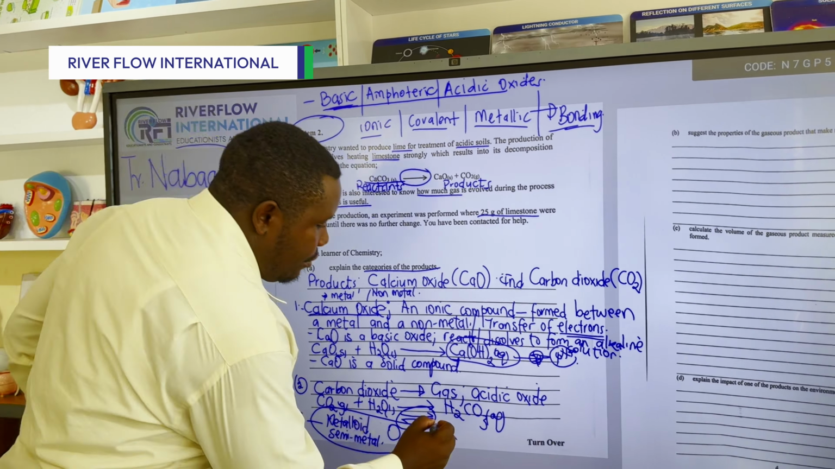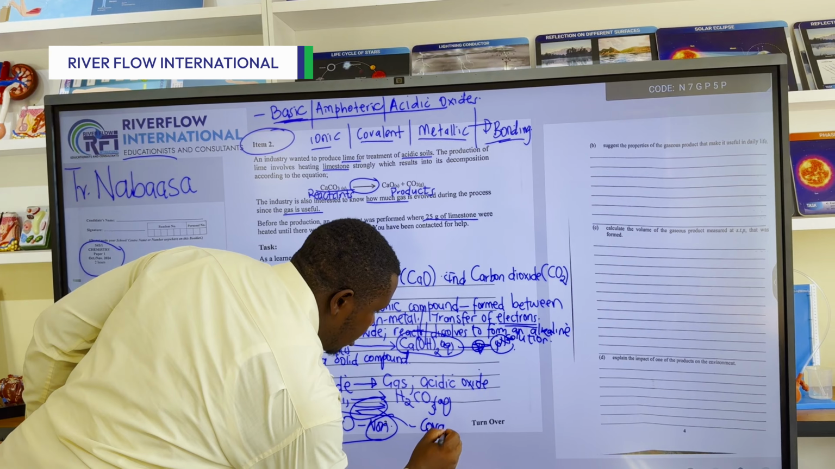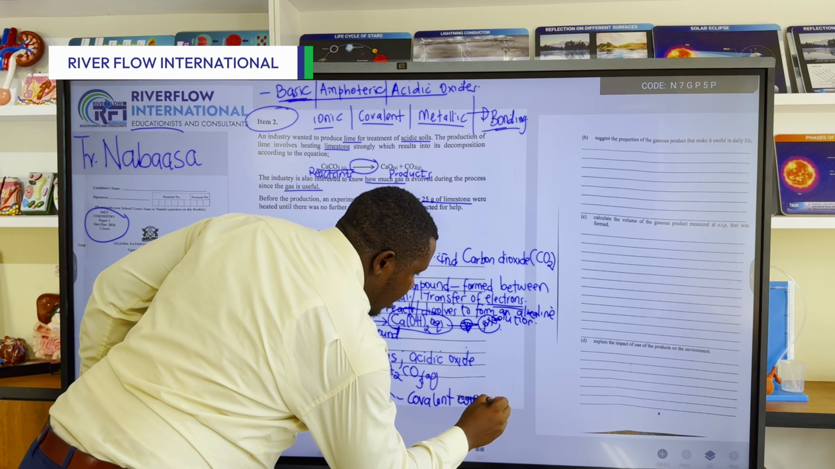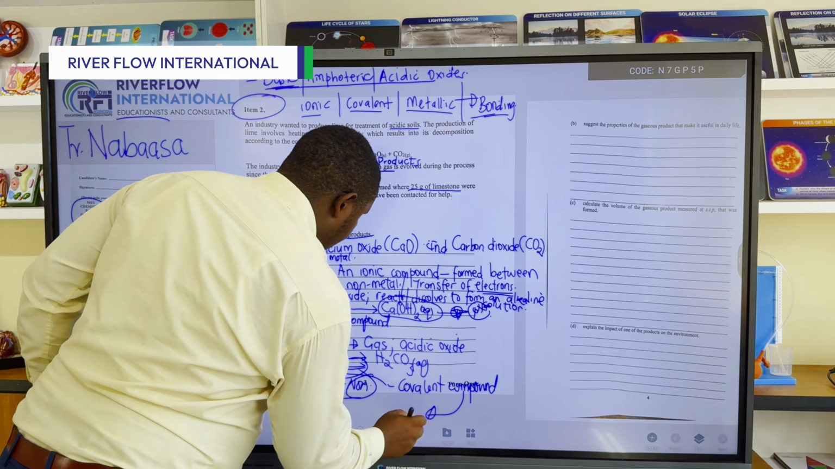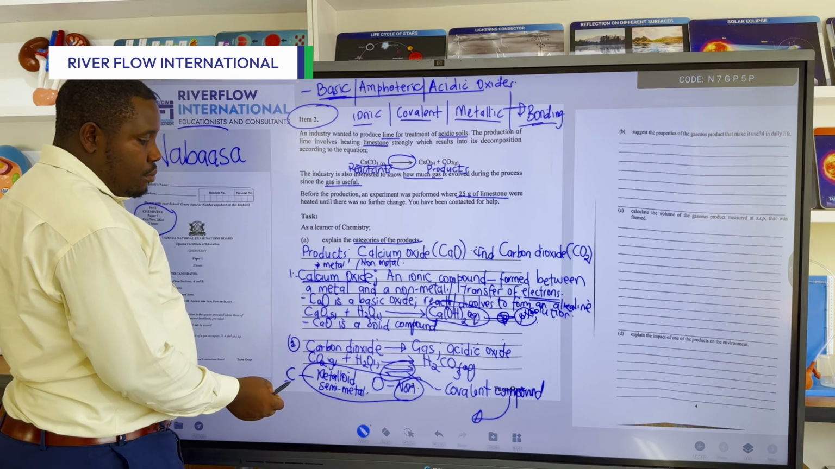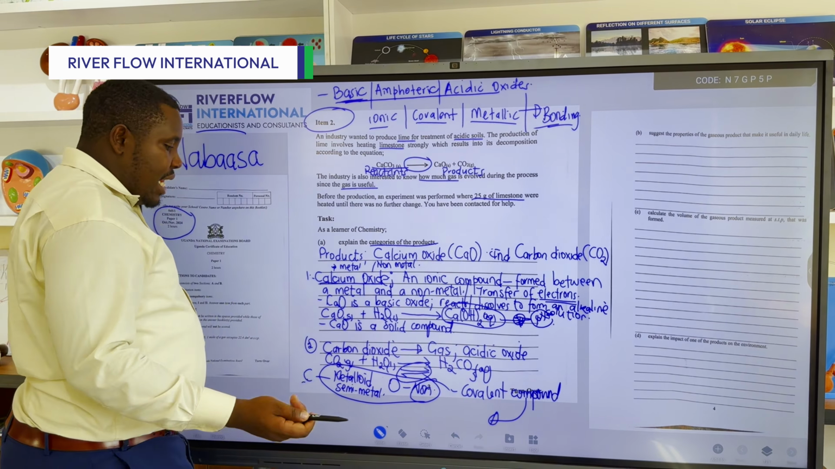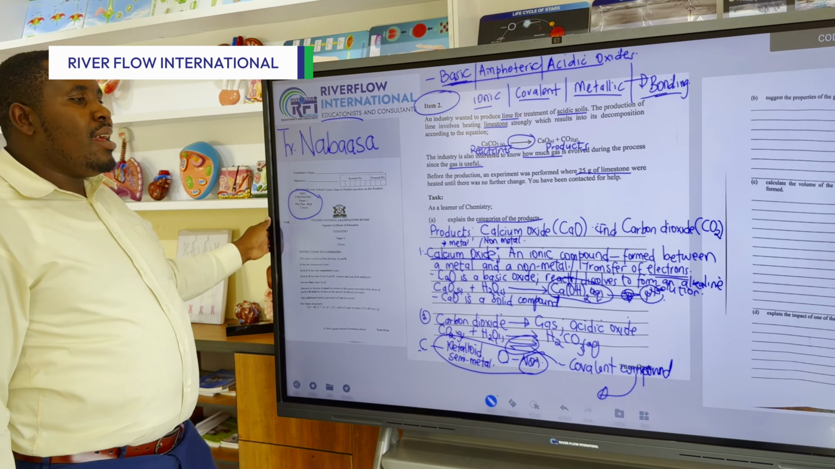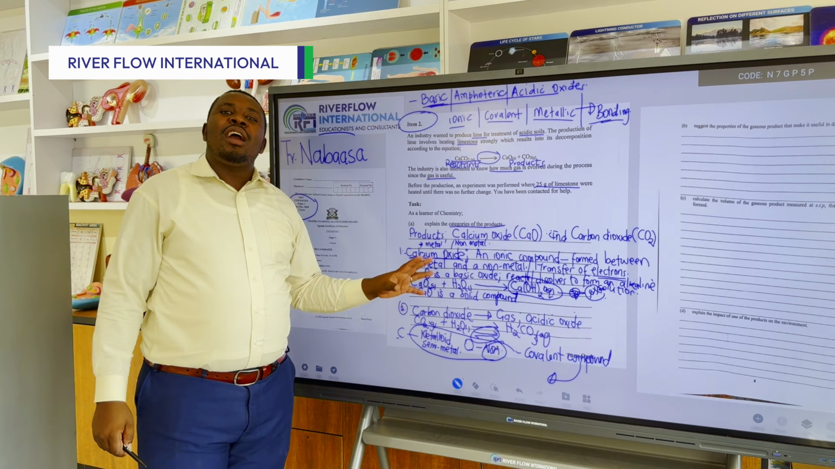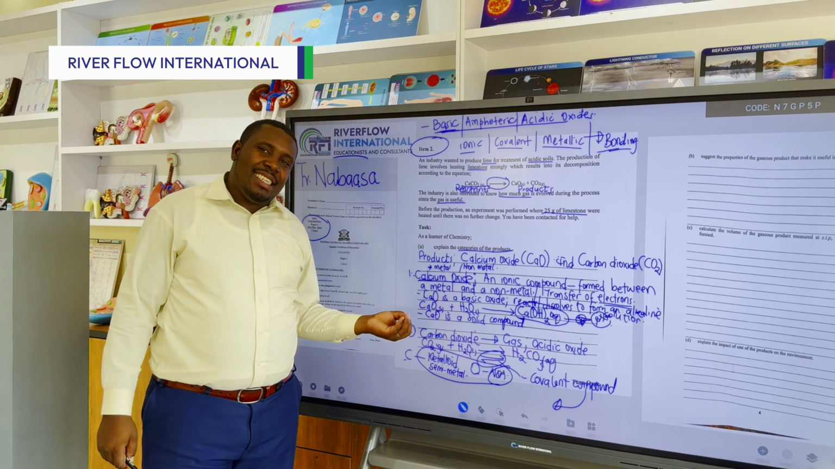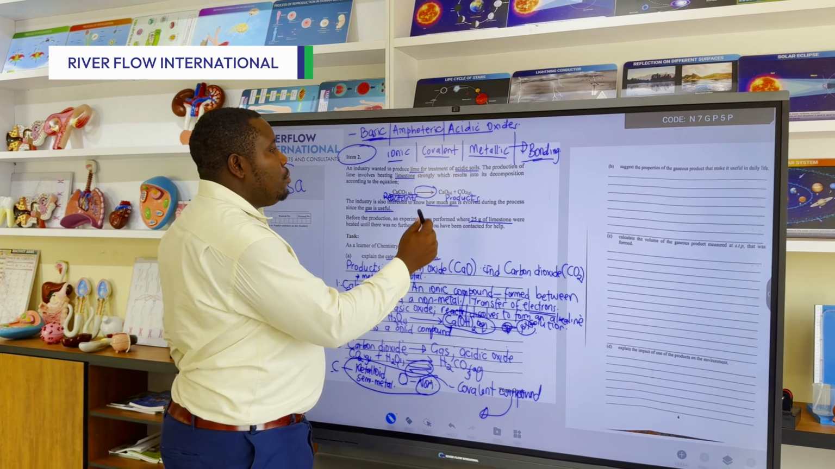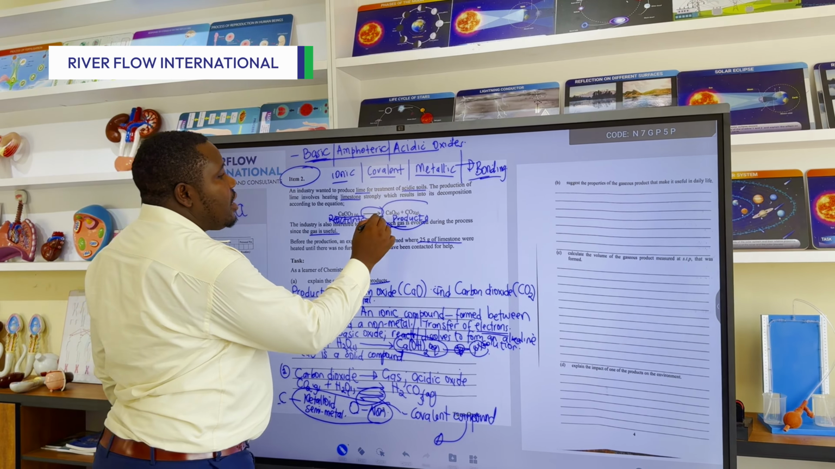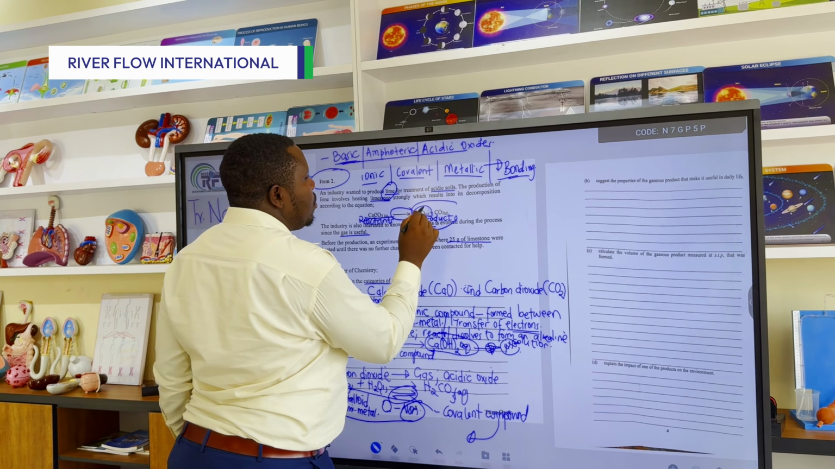They instead form a covalent compound. A covalent compound. Why? Because it is formed between carbon, which is majorly non-metal, and then oxygen, which is also a non-metal. So here we have actually categorized these products which were formed after heating: calcium carbonate, which is the limestone, and then calcium oxide, which is the lime they are talking about.